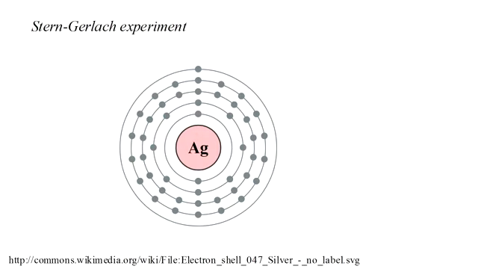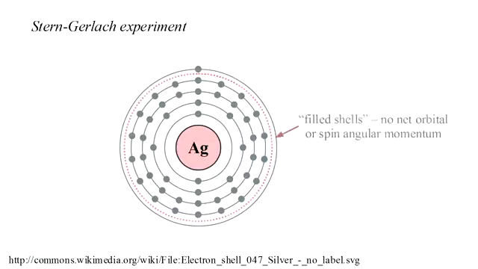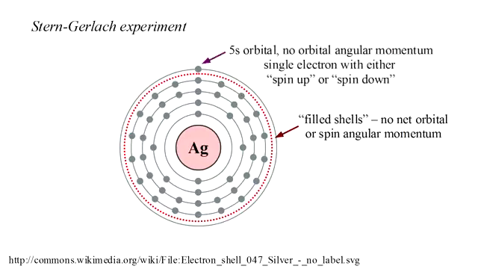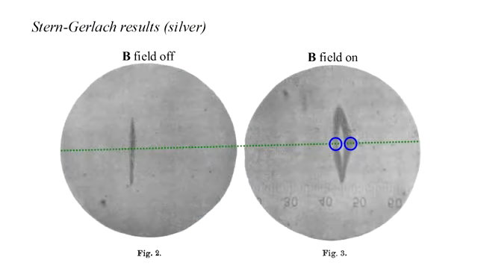With 47 electrons, the silver atoms used in the Stern-Gerlach experiment are more complicated. It turns out that 46 of them are arranged in so-called filled shells, which have no net orbital or spin angular momentum. So this leaves a lone electron in a 5s orbital, which, like the hydrogen electron, has no orbital angular momentum but does have spin angular momentum. The 2 components of this lead to the 2 spots seen in the Stern-Gerlach experiment.